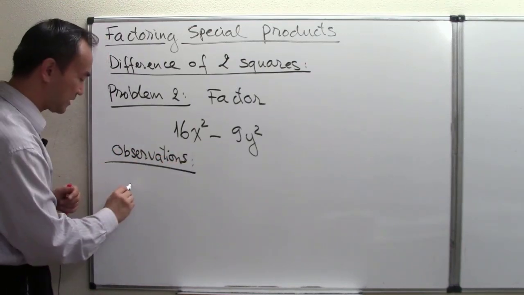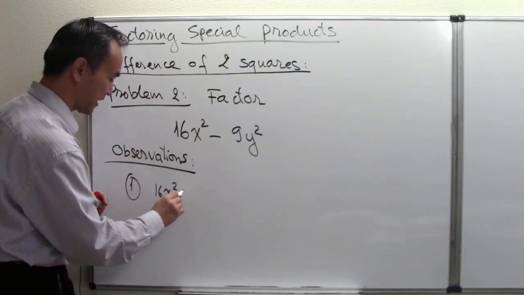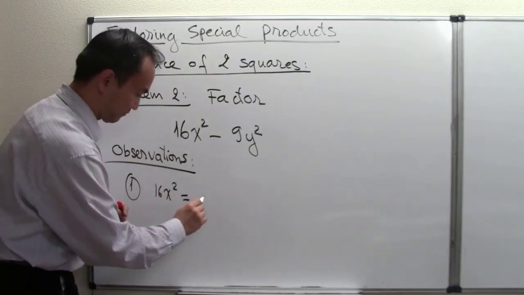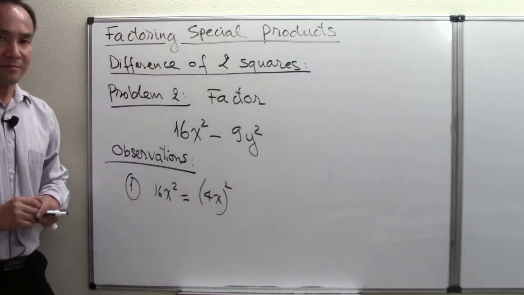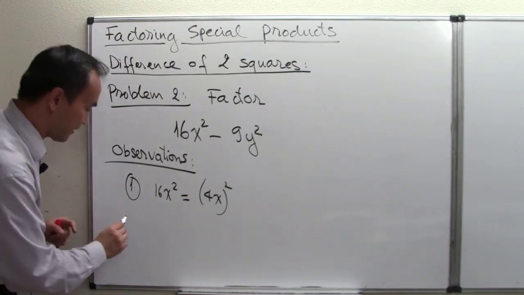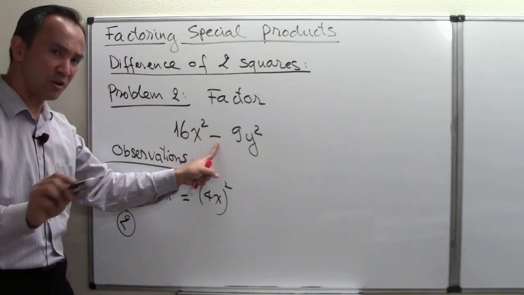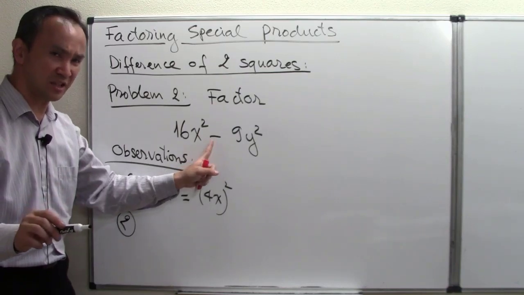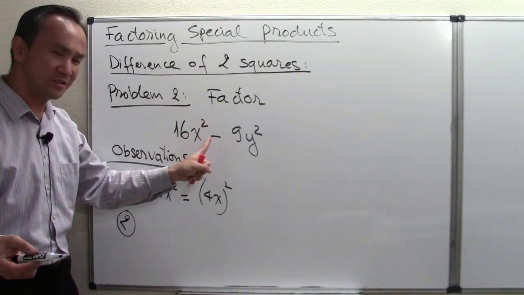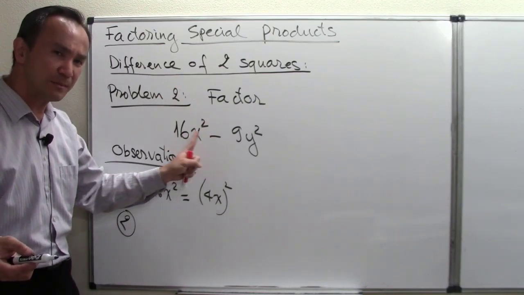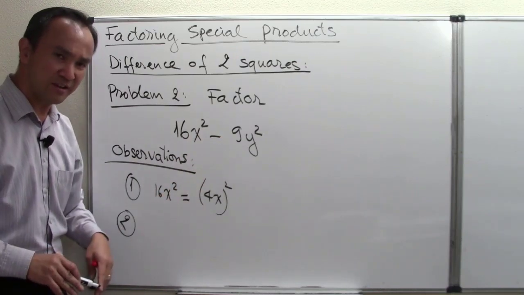Right. The first thing I realized, the first term, 16x squared, I can write that as a perfect square, 4x all squared. The last term, now I'm putting my attention away from the minus sign because it will always be a minus sign. It's called a difference of two squares. So the operation between the two terms here is always minus, so that's something that we never have to pay attention to.